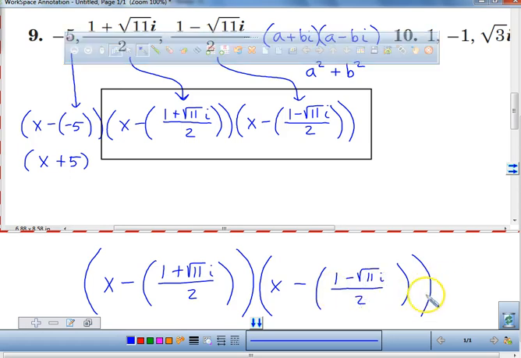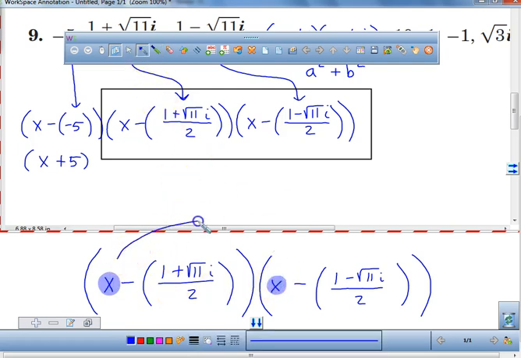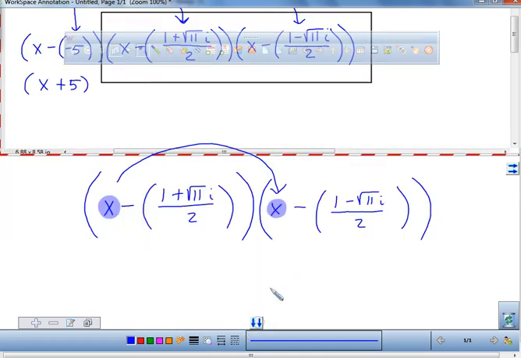Don't run. All right, so I realize we have a whole bunch of parentheses. We're just going to do the FOIL method, okay? We're going to focus on this guy and this guy. So we're going to focus on just FOILing it out. Okay? x times x is x squared.